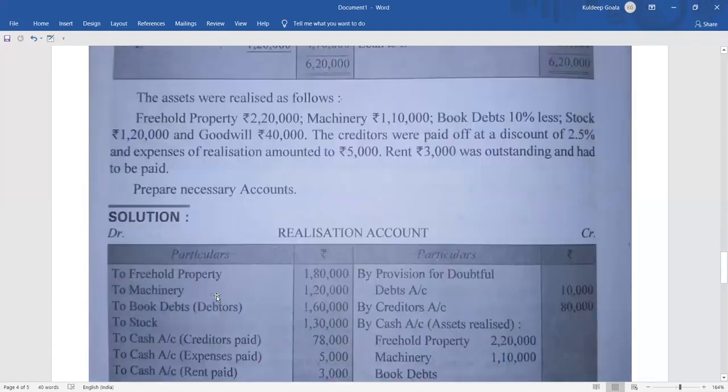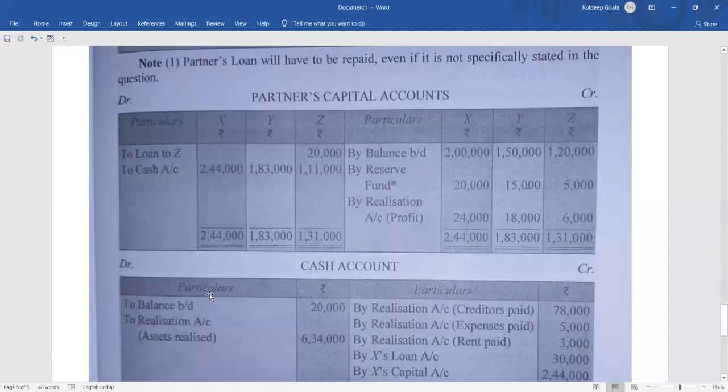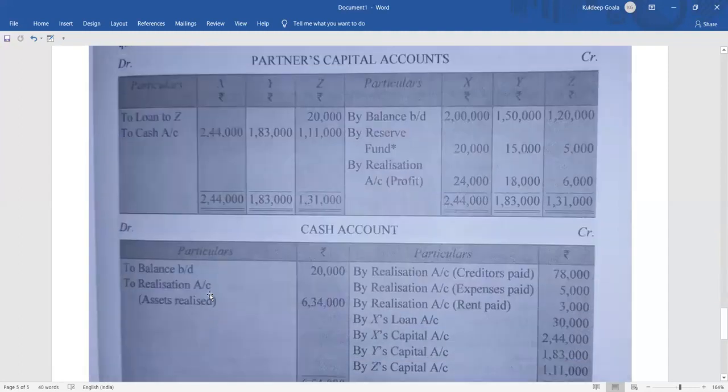So you can make the journal entry simultaneously, that will be good for you. So it will be by reserve fund account. By reserve fund 20,000 in case of X, 15,000 in case of Y, and 5,000 in case of Z.